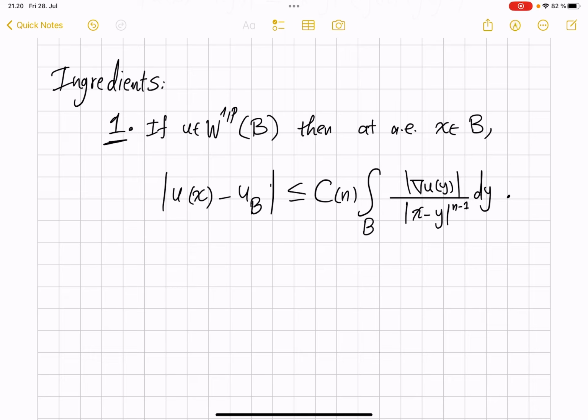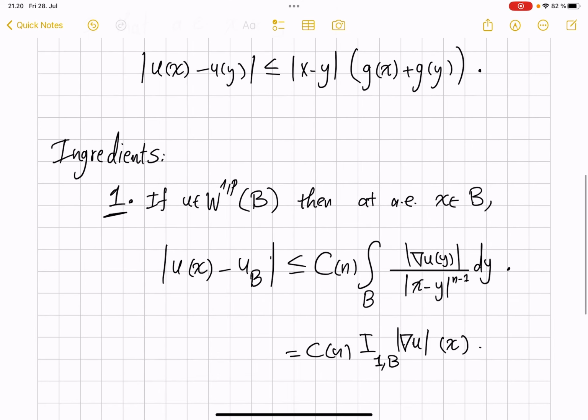Now you can recognize that this right hand side is none other than the Riesz potential, but integrated over only the ball. Sometimes if we restrict the set, we can denote it this way. So this is the Riesz potential of order 1 applied to the function absolute value of the gradient of u, then evaluated at x. So this is fact number 1, which after applying a triangle inequality will get us this one on the left hand side.